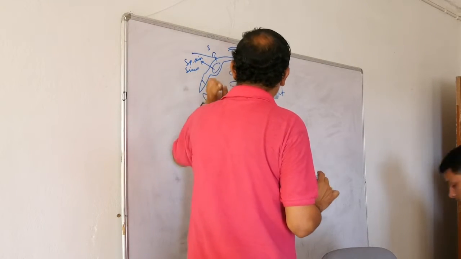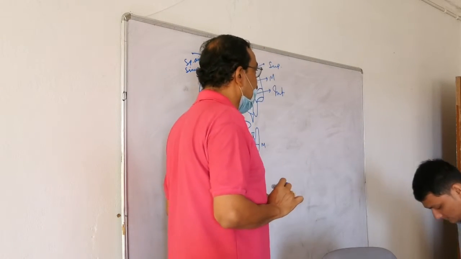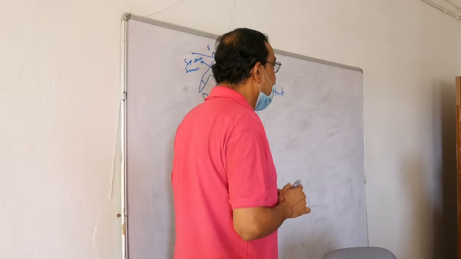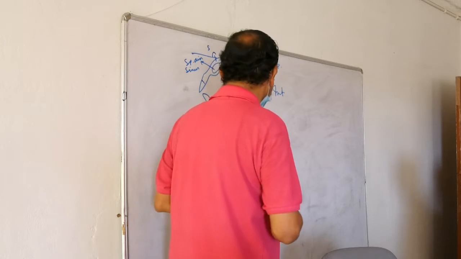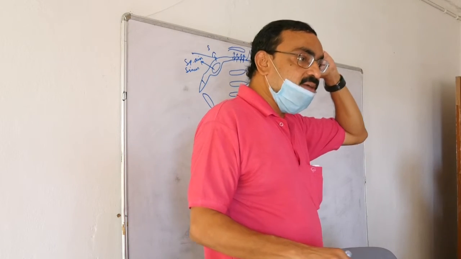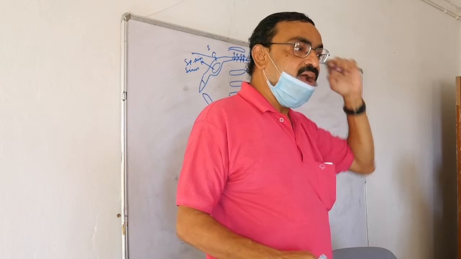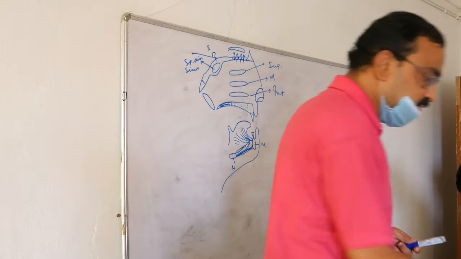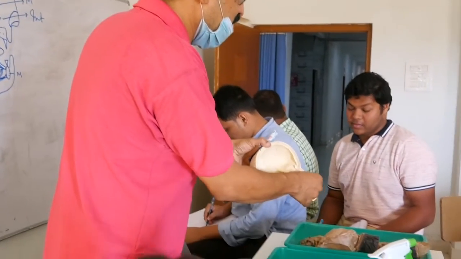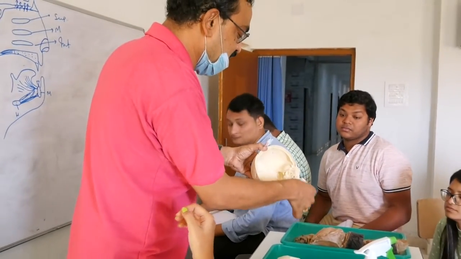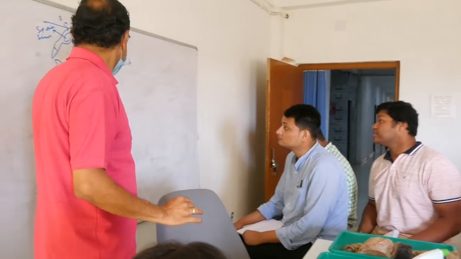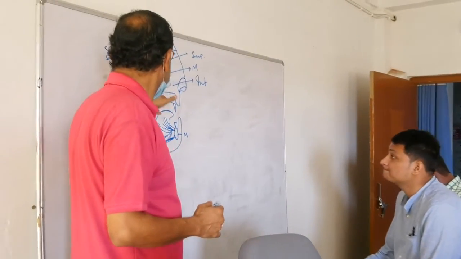So sphenoid, also the body of the sphenoid, and also part of the brain. Now about the floor. The floor is by the hard palate. You can see this is the floor. Okay. There is something behind it. There is the muscular part. This is the soft palate. So ultimately this is the floor.